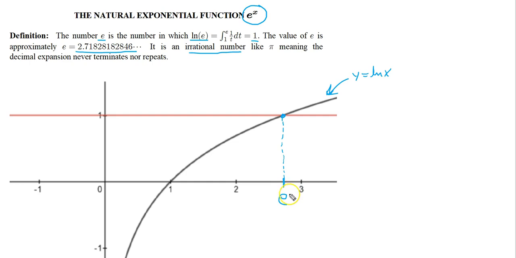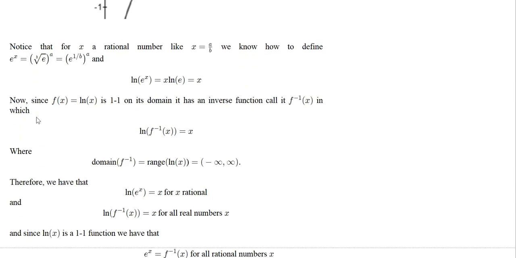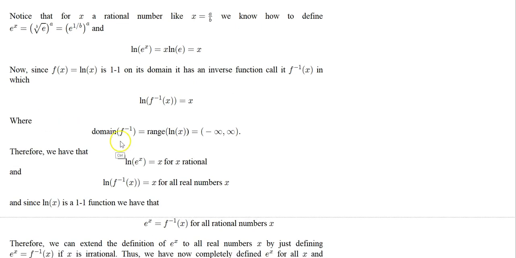Now let's try to understand why this function e to the x power is actually the inverse of the natural logarithm. Now let's notice a few things here.